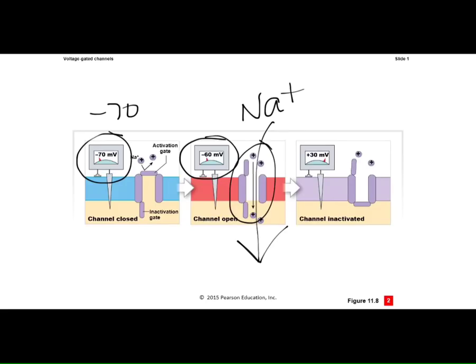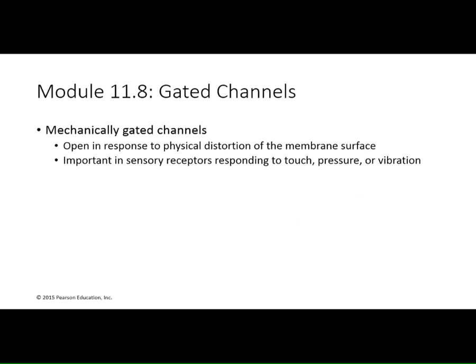Okay? So what we see is that as these positive charges are coming in, the inside of the cell is becoming more positive, +30. Another way of saying that, and you'll hear me say it also, is that the inside of the cell is becoming less negative. So that would be a voltage-gated channel.